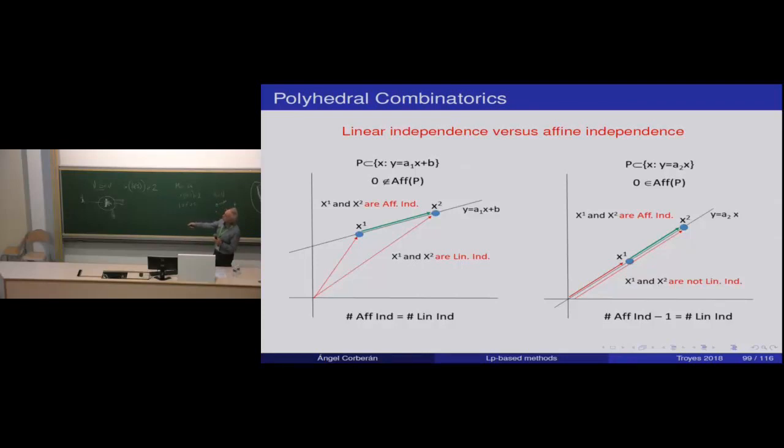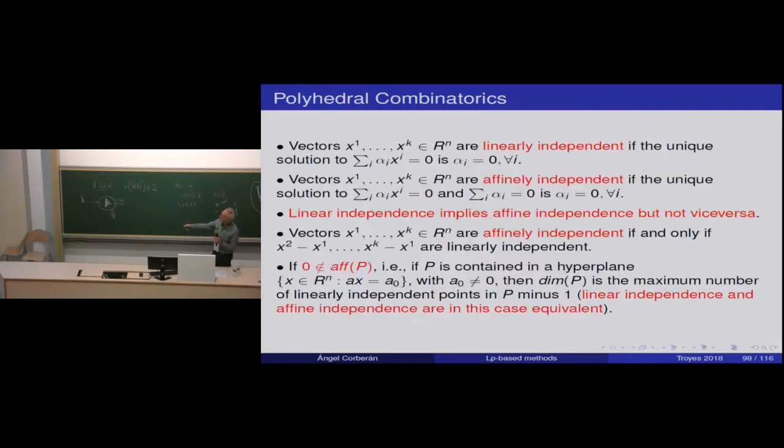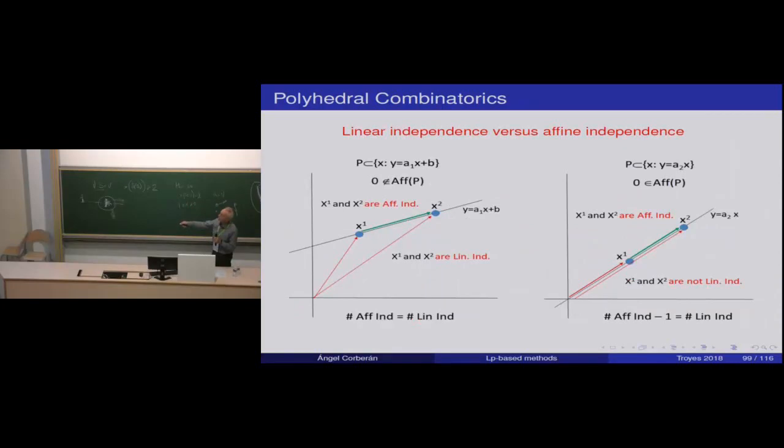Imagine that you have your polyhedron here. Then this point and this point, these two points are affinely independent. Why? Because remember that two vectors are affinely independent if and only if, when I subtract them, what I get is a linearly independent vector. So x2 minus x1 is a vector that is obviously linearly independent, it is the only one I have, and therefore these two points are affinely independent.